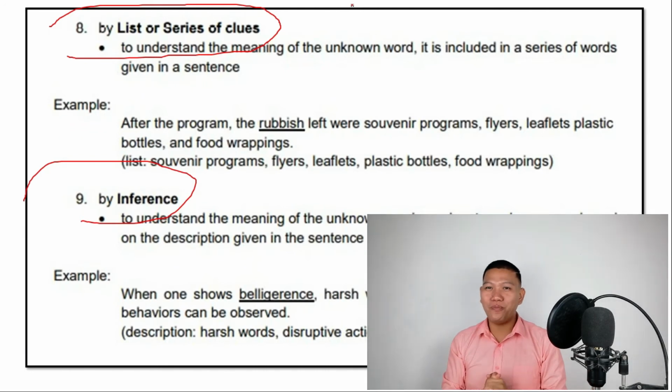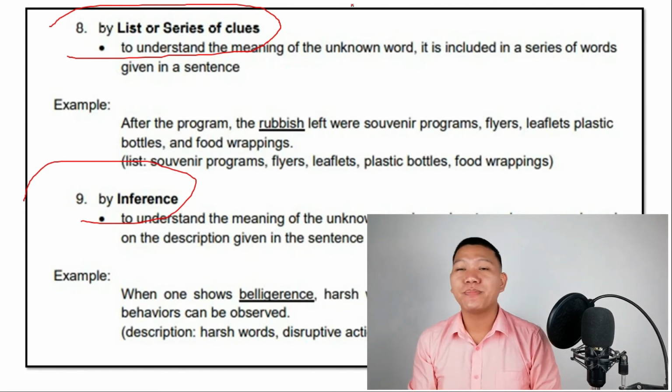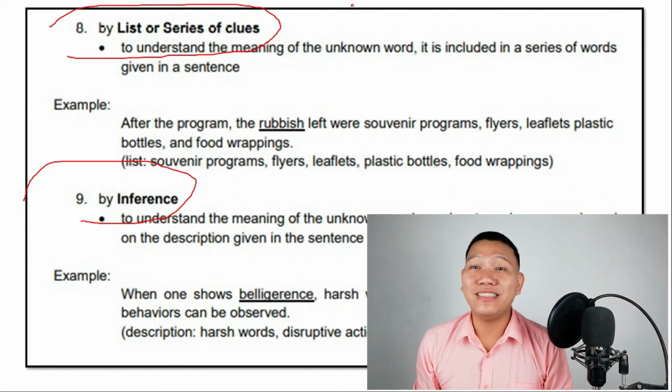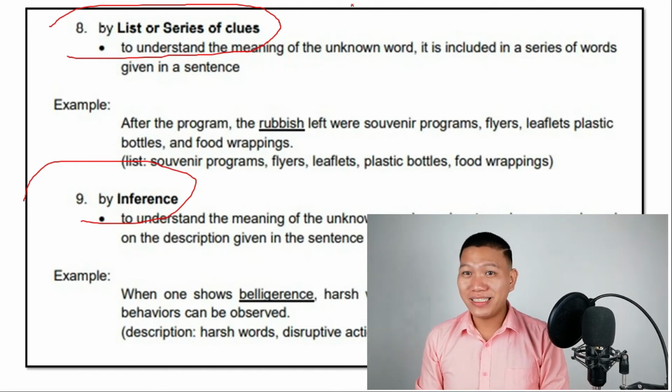Alright? I hope you have understood them. If not, you can repeat my video over and over again, or you can read and try to translate the words you may find in your module. Now, are you ready for our test?